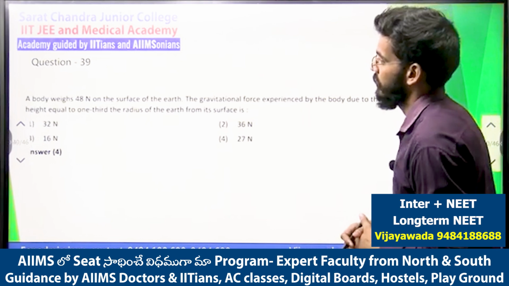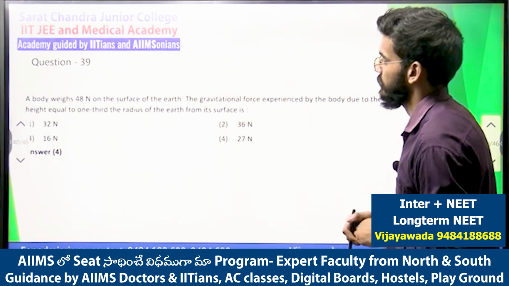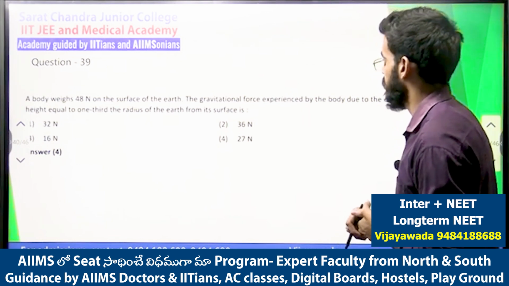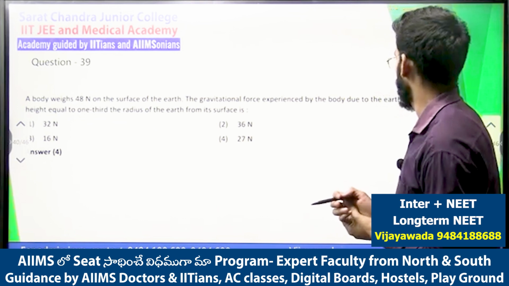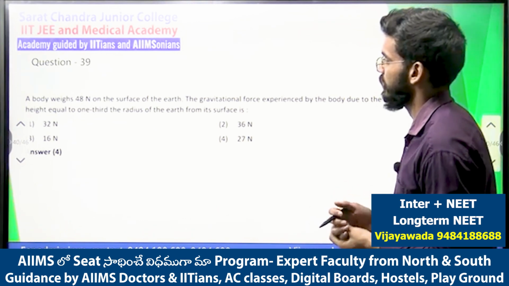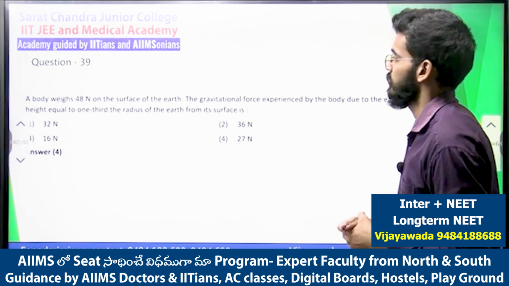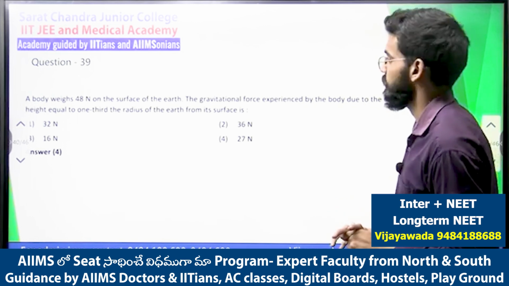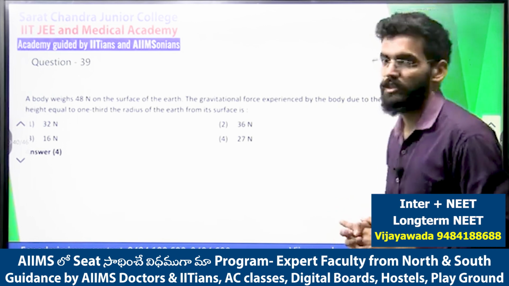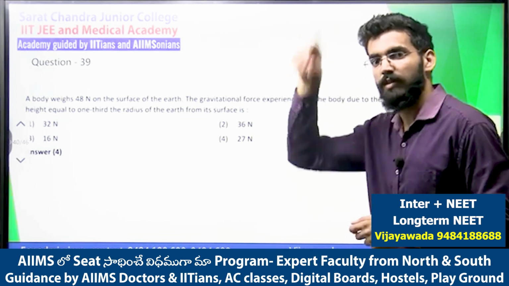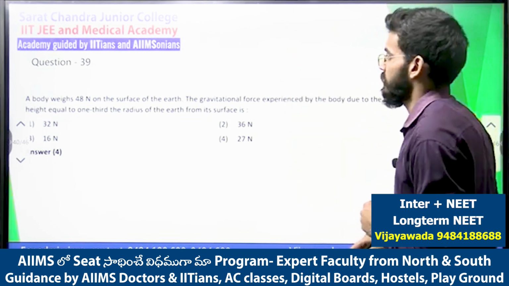Next, 39. A body weighs 48 Newton on the surface of the earth. Okay, the gravitational force experienced by the body due to the earth at a height equal to 1/3 of the radius of the earth from its surface is. So if it is going a little bit higher, how much? 1/3 of the radius, r by 3 above the earth. So r plus r by 3 factor.